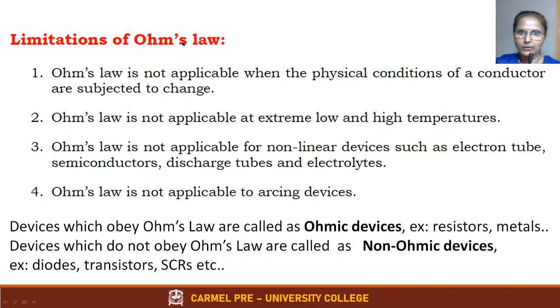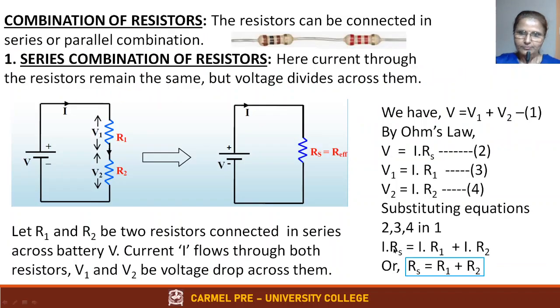Ohm's law is applicable only for conductors and metals. When it is applicable for resistors, metals and conductors, we say those devices are ohmic devices. For diodes, transistors, SCRs and so on, it doesn't apply, and those devices are called non-ohmic devices. Simple as that: whichever follow Ohm's law are ohmic devices, and those which do not follow Ohm's law are called non-ohmic devices.